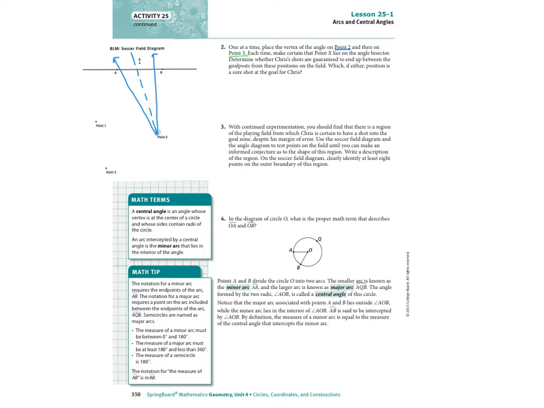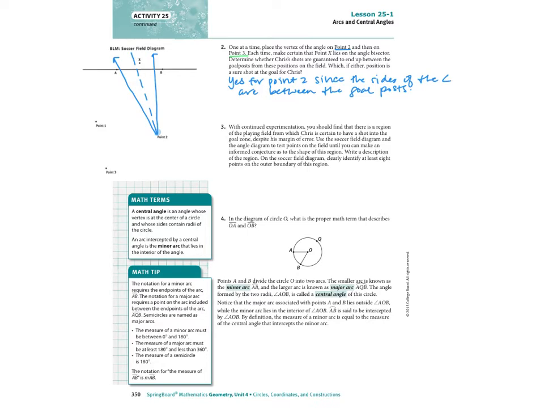So it asks us, okay, is Chris's shot going to be guaranteed to end up between the goalposts from point 2? Yes, we can see for point 2 that it will. The sides of the angle, they're inside the goalpost. So I'm going to say yes for point 2, since the sides of the angle are between the goalposts. So you're probably starting to notice a pattern.